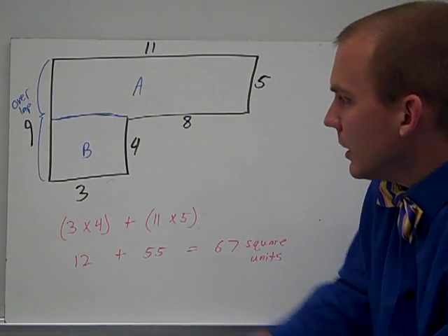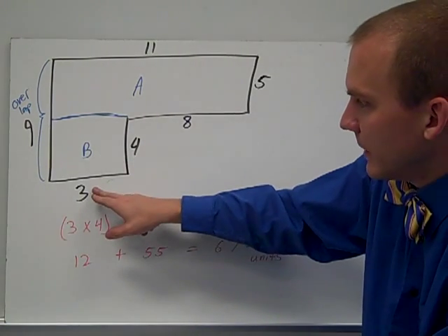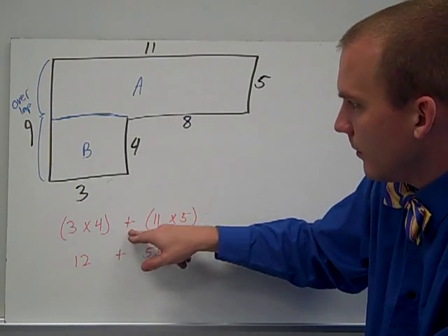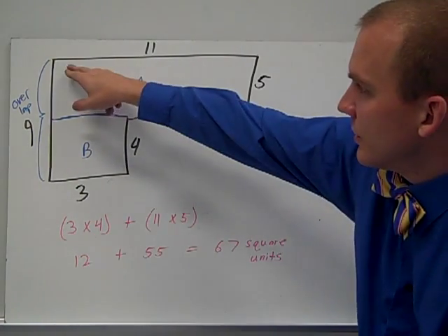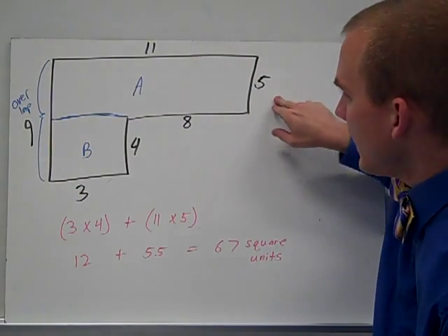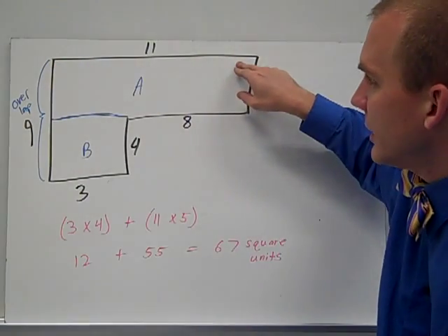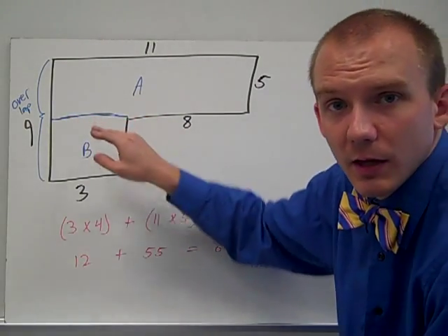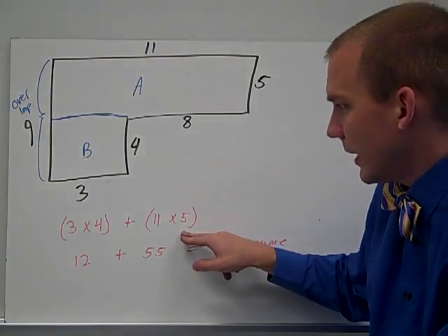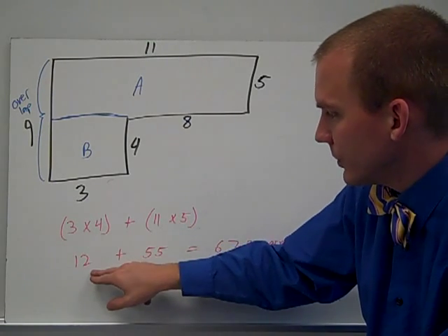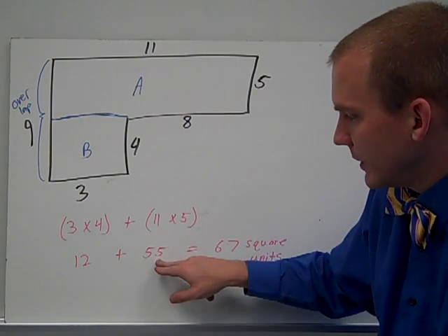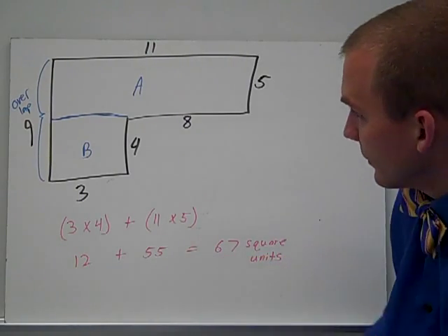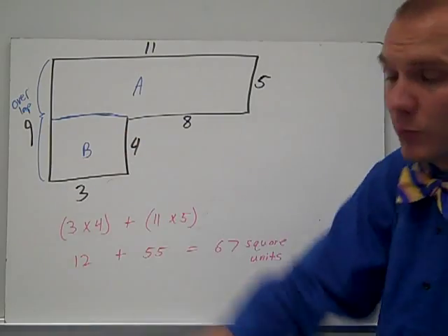We look at rectangle B, and it becomes 3 by 4, so we do 3 times 4 plus rectangle A, which has this side of 11 and this side of 5. 11 covers the entire length, whereas 8 only covers up to this point, and we're leaving out that. So we do 11 times 5. You do 3 times 4 equals 12, plus 11 times 5 equals 55. 12 plus 55 equals 67 square units is the total area for both rectangles.